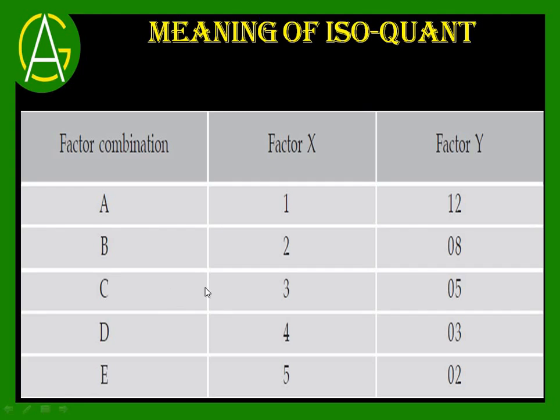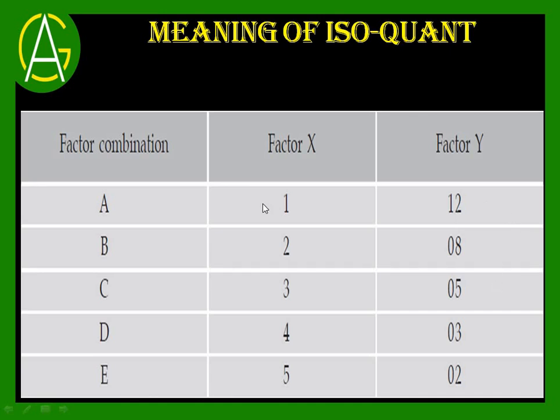Third combination, if we select 3 units of x and 5 units of y, again it is going to give you the same production of 100 units. So whatever be the factor combination, we get the same production, that is equal production, and that is why it is known as equal production curve or isoquant.